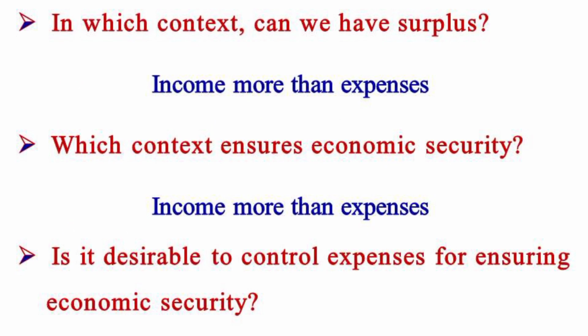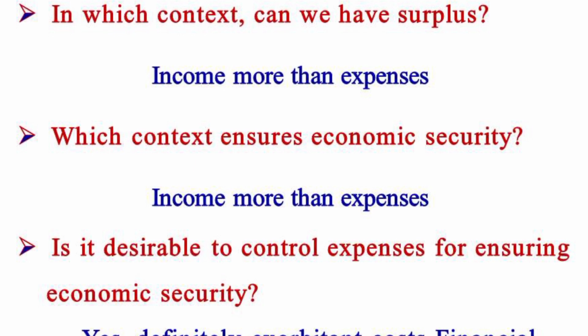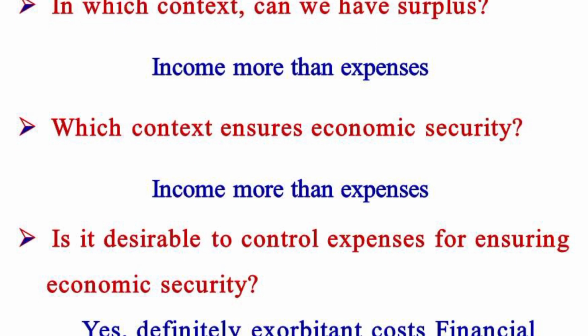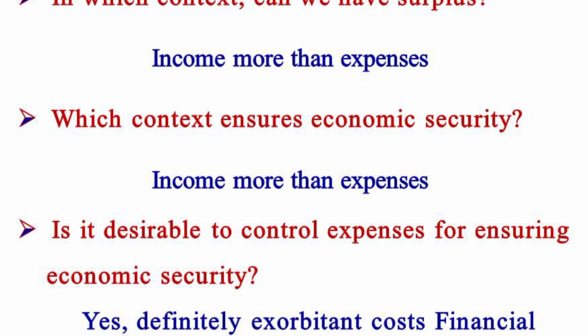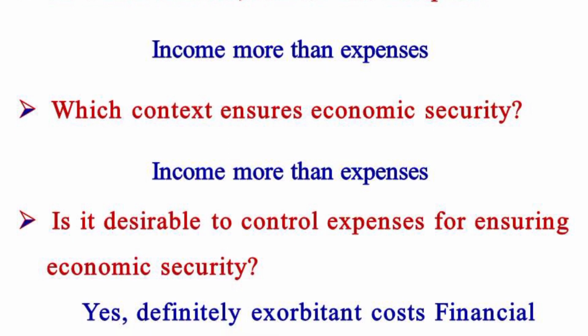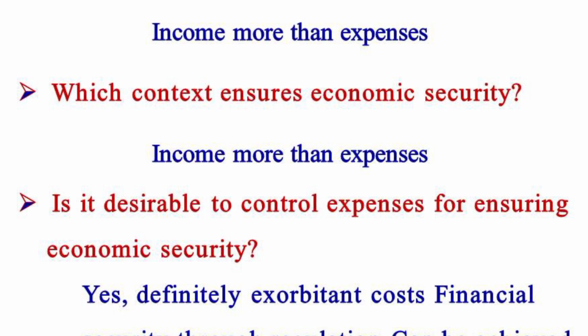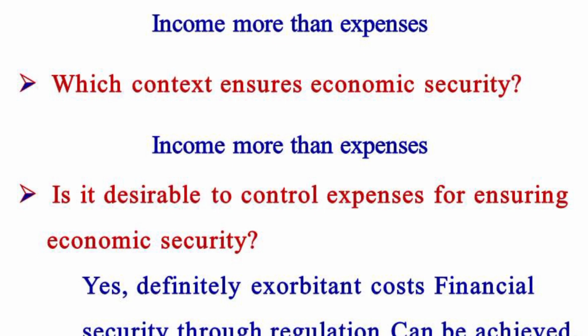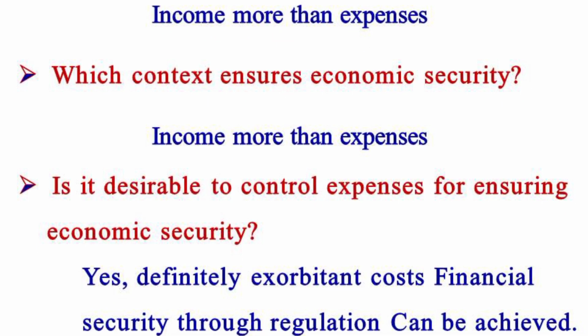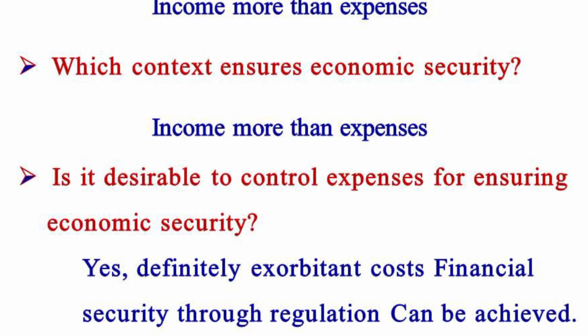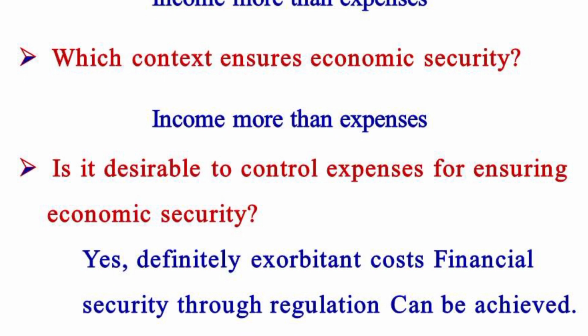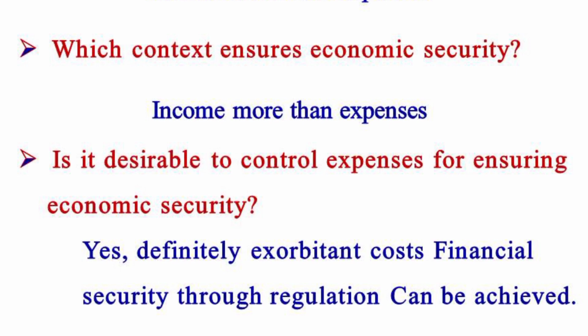Some questions to answer. In which context can we have surplus? Income more than expenses. Which context ensures economic security? Income more than expenses. Is it desirable to control expenses for ensuring economic security? Yes. Definitely. Exorbitant costs can be avoided, and financial security can be achieved through regulation.